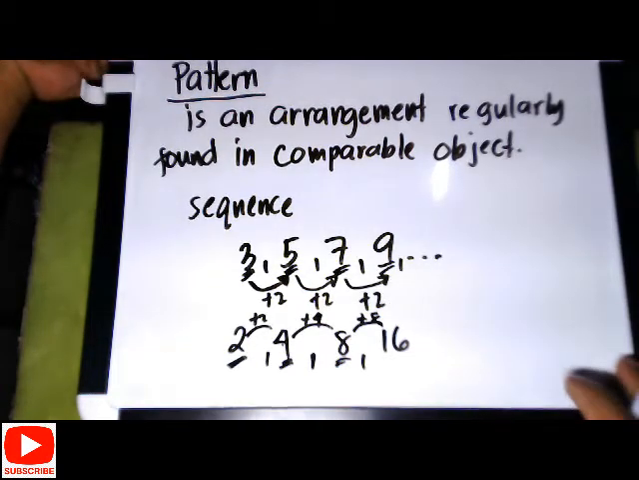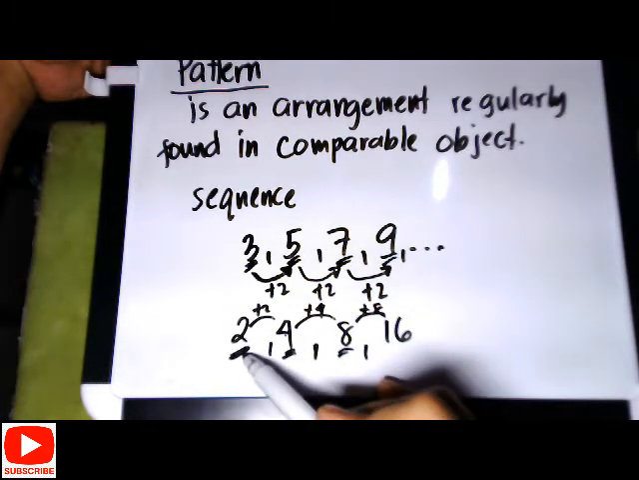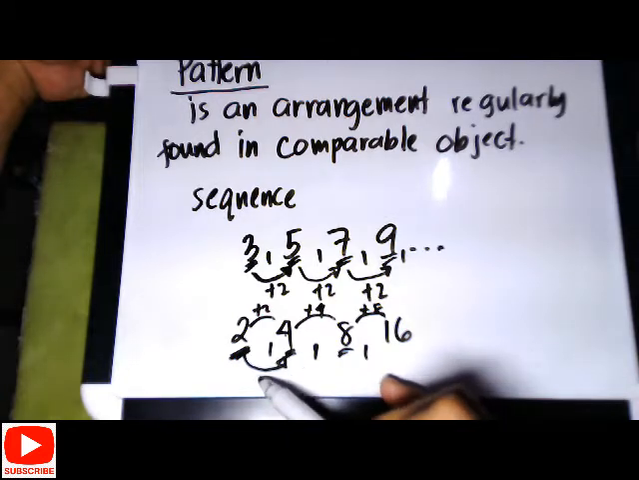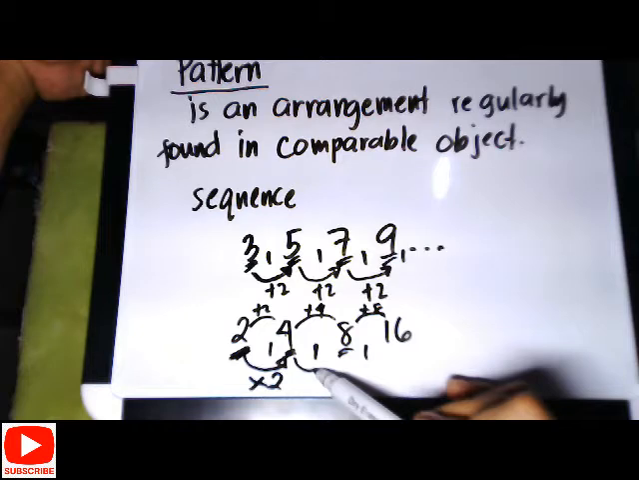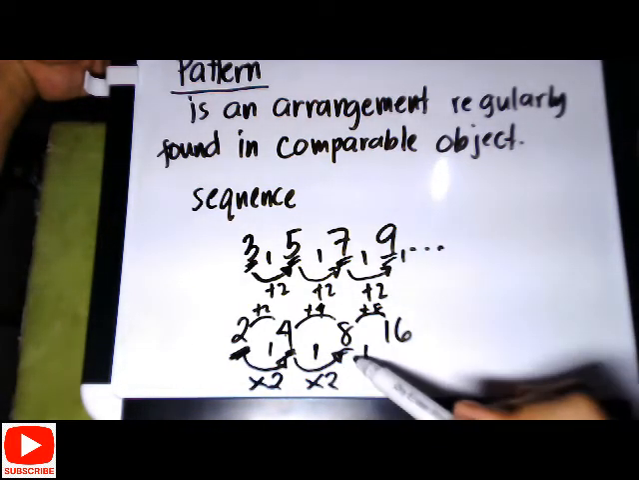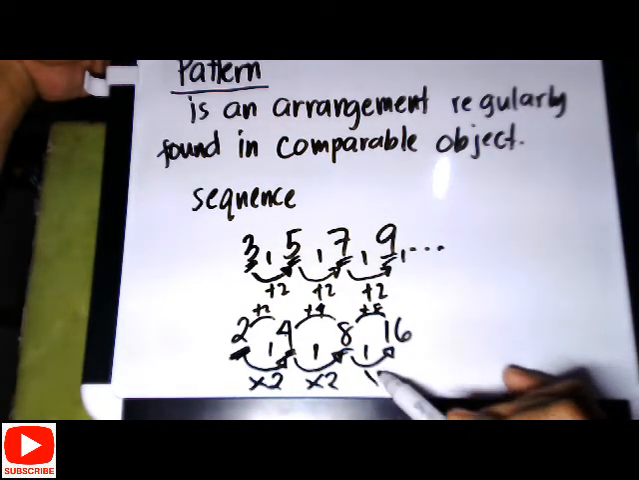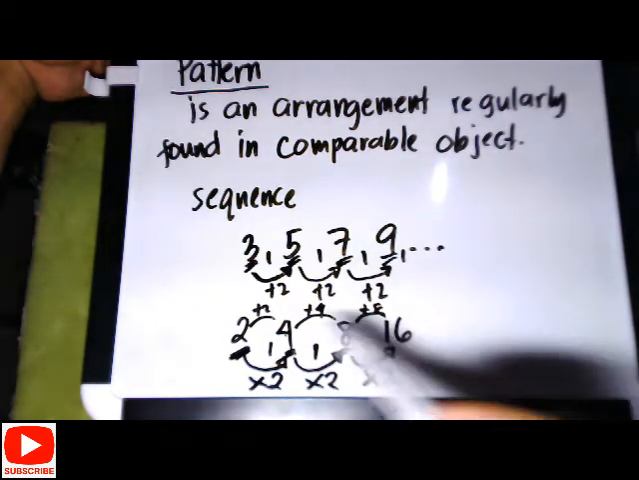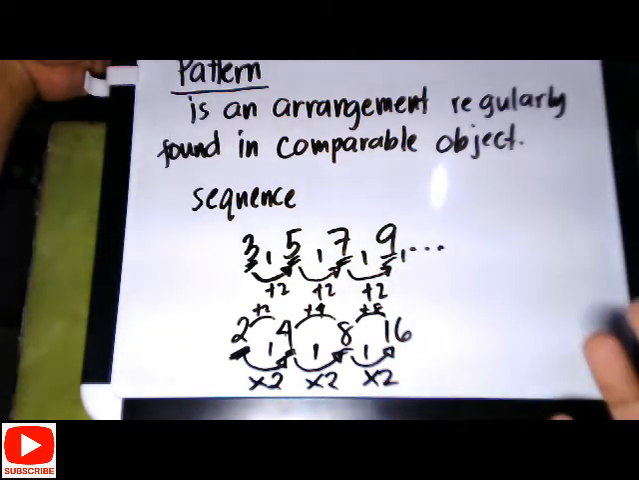So in here, let's find another pattern. Let's try multiplication. What did we multiply to 2 that becomes 4? That's times 2. What number do we multiply to 4 that becomes 8? Still 2. What will you multiply to 8 that becomes 16? Still 2. So I see a pattern here. That means we keep on multiplying by 2 to get the next term.